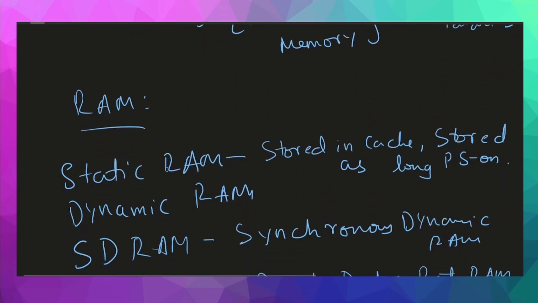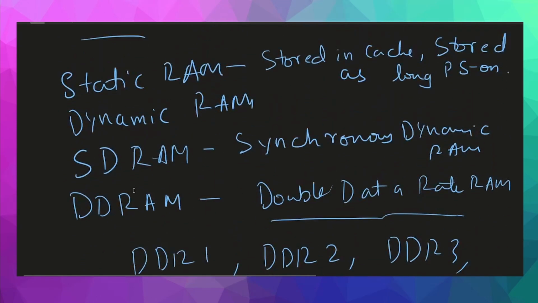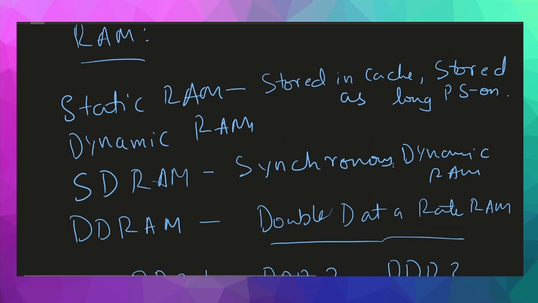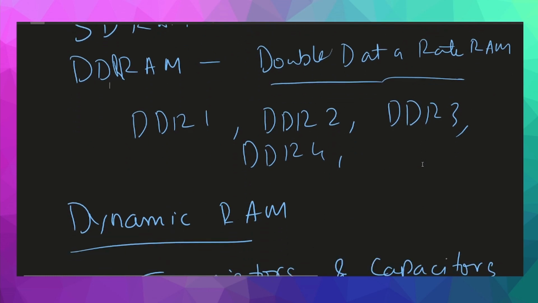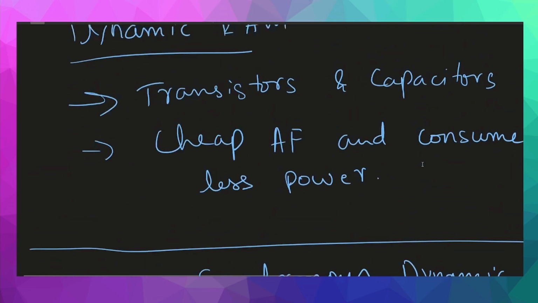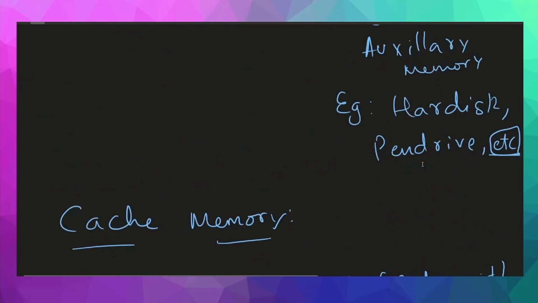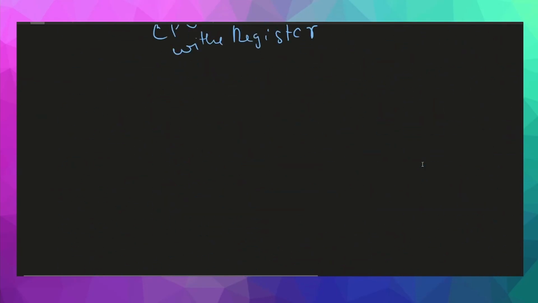In primary memory, there is RAM. In RAM, there are four types: static, dynamic, SDRAM, DDR RAM. SDRAM stands for synchronous dynamic RAM. DDR RAM stands for double data rate RAM. So that's the types of memories, and that's the types of bus.